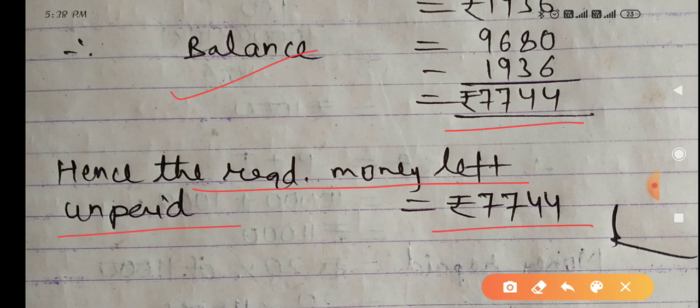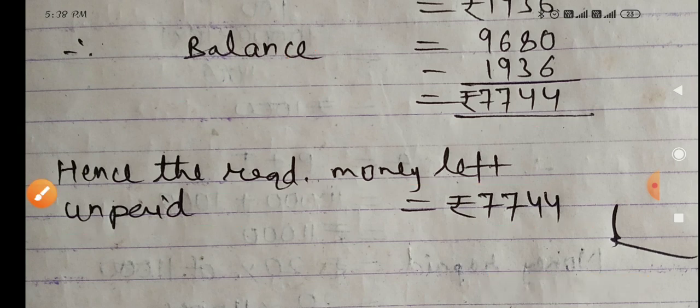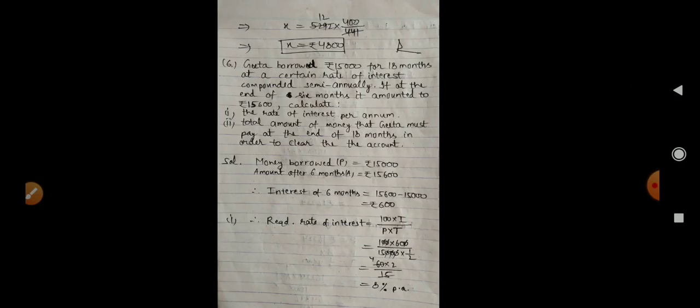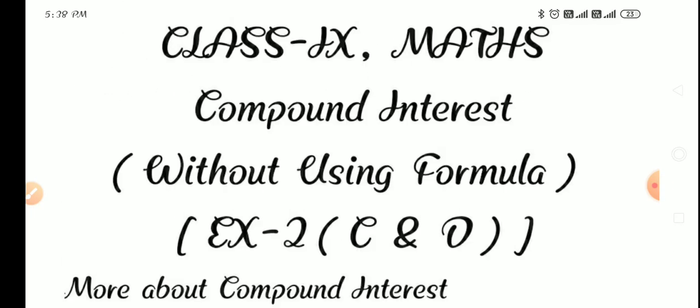So these were the questions from exercise 2C. Students, you have studied 3 exercises, 2A, 2B and 2C. Sorry, by mistake I said 5A, 5B, 5C. It is not 5A, 5B, 5C, it is 2A, 2B and 2C. So 3 exercises' questions we have explained in the videos. The 4th exercise is the miscellaneous exercise, 2D.